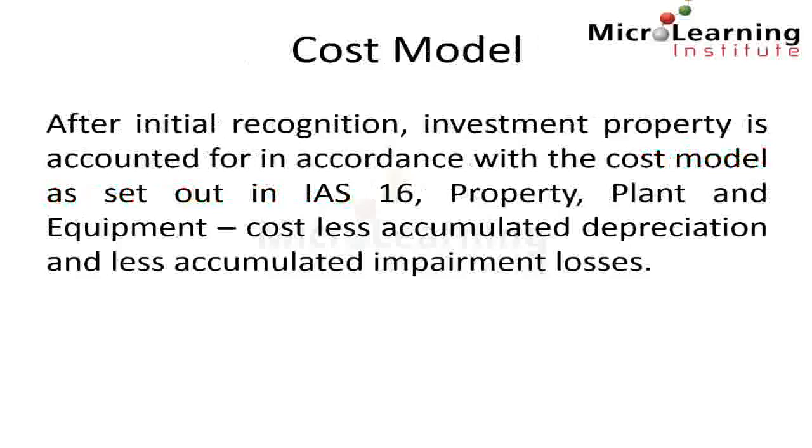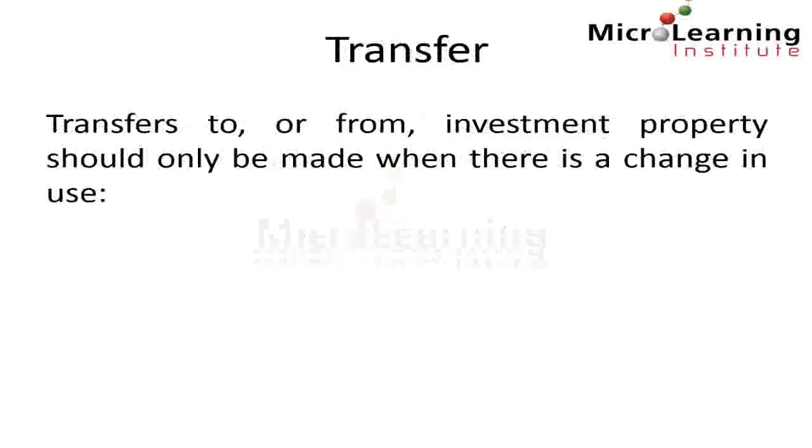Alternatively, using the cost model, after initial recognition, investment property is accounted for in accordance with the cost model as set out in IAS 16, Property, Plant and Equipment: cost less accumulated depreciation and less accumulated impairment losses. Transfers to or from investment property should only be made when there is a change in use.